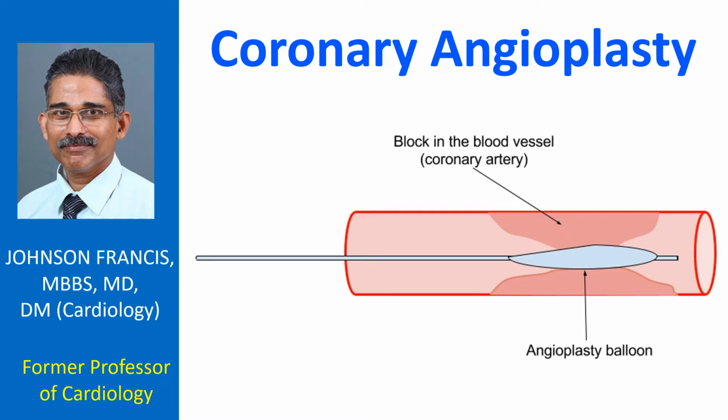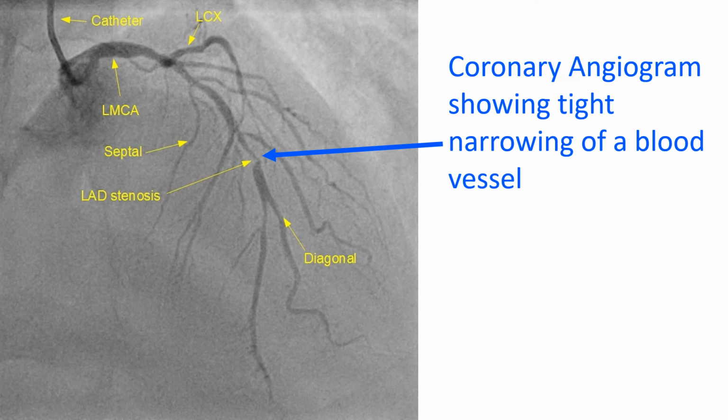He used a balloon at the tip of tiny long tubes known as catheters to dilate narrowed coronary arteries. The procedure is also known as PTCA, Percutaneous Transluminal Coronary Angioplasty. Blood vessels supplying the brain, kidneys, and the limbs can also be treated by angioplasty.